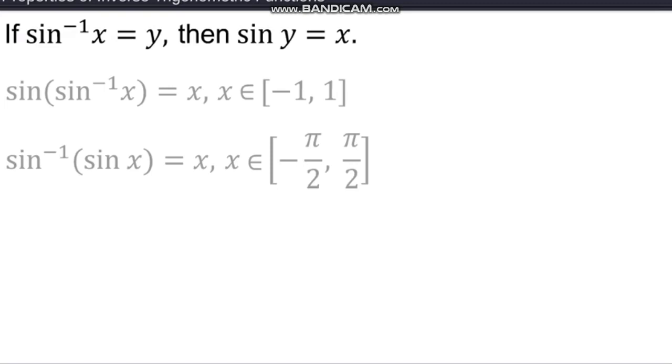Also, sine of sine inverse of x is equal to x, where x belongs to the closed interval [-1, 1]. Similarly, sine inverse of sine x is also equal to x when x belongs to the closed interval [-π/2, π/2].